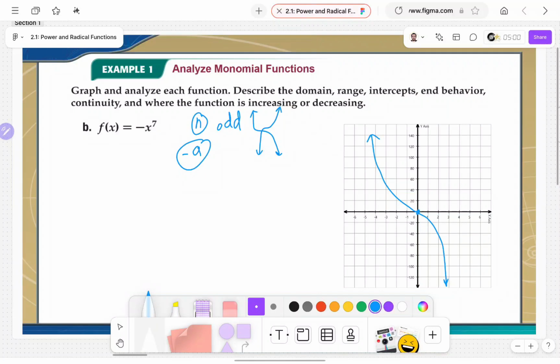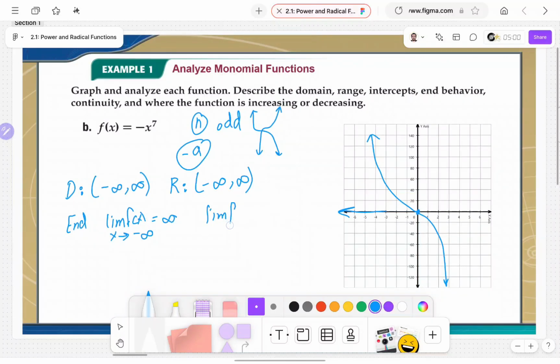Now if I need to analyze the graph, let's find the domain. So the domain is from left to right, from negative infinity to positive infinity. Now the range, from down to up, same thing, from negative infinity to positive infinity. Now what is the end behavior? So the limit of f of x, when x approaches negative infinity, does the graph go up or down? The graph goes up, so it's positive infinity. Now the limit of f of x, when x approaches positive infinity, the graph is going down, so it's negative infinity.